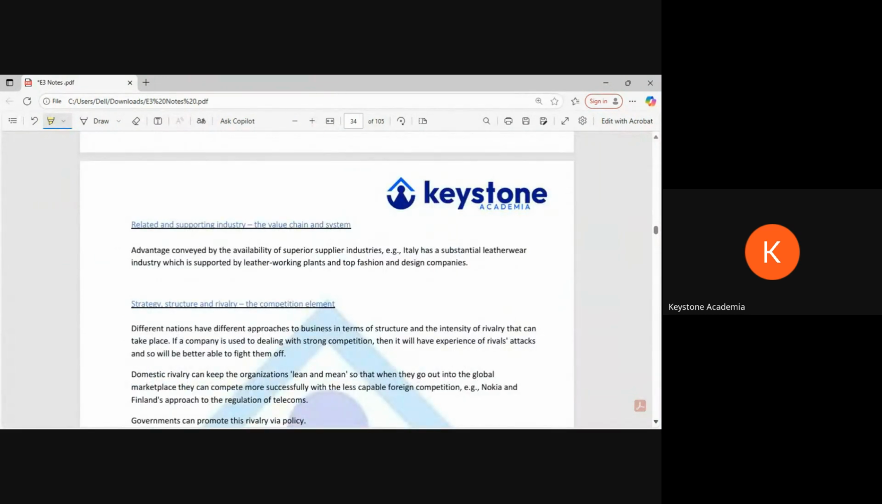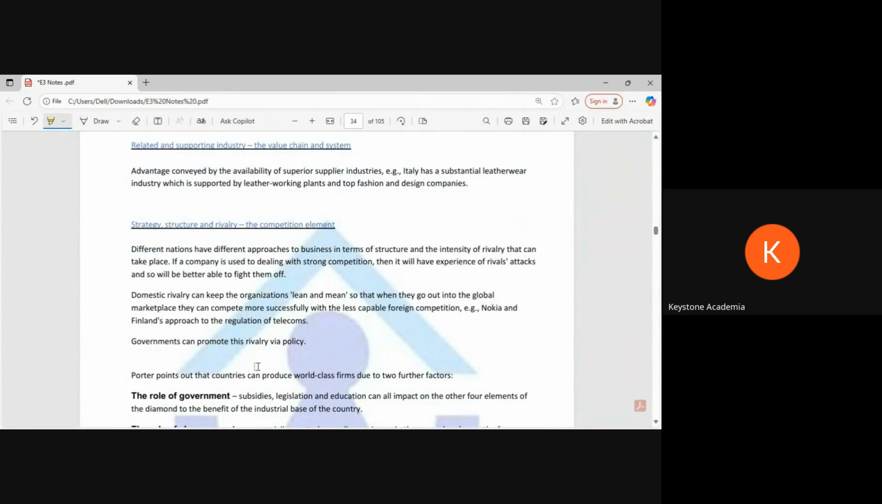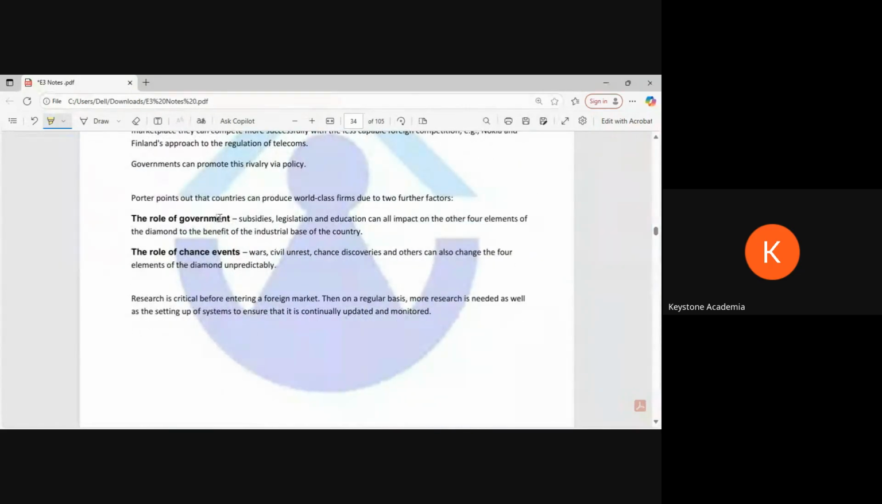Structure and rivalry: how is the competition between different companies? Is it a monopoly or is there so much competition? Really, government will promote this rivalry via policies because they want ultimately the customer to win. Then apart from that, there are certain stakeholders that can influence this. Ultimately, the government has the power.